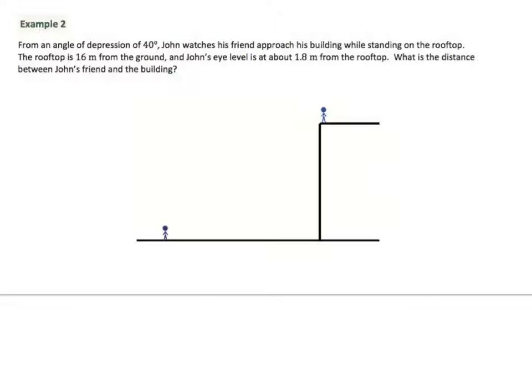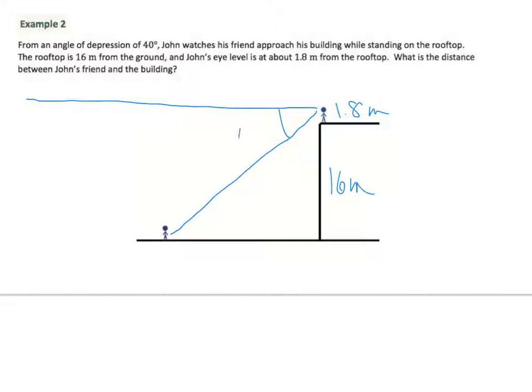Okay, from an angle of depression of 40 degrees, John watches his friend approach the building while standing on the rooftop. His rooftop is 16 meters above the ground, and John's eye level is 1.8 meters from the rooftop. What is the distance between John's friend and the building? Well, angle of depression. Okay, that's his eye level. He is looking down. Here is my angle of depression. There is my right angle. Distance between John's friend and the building, this is x.